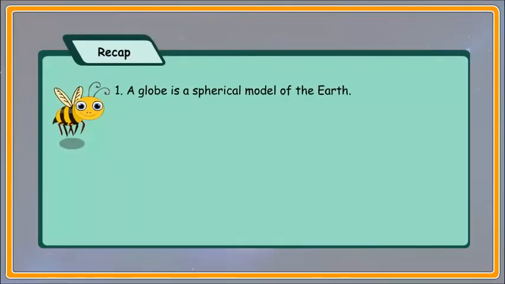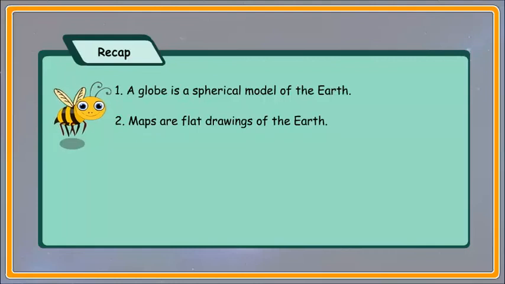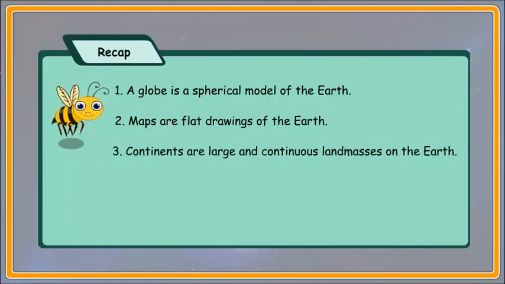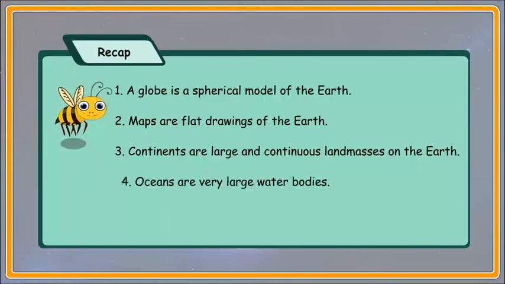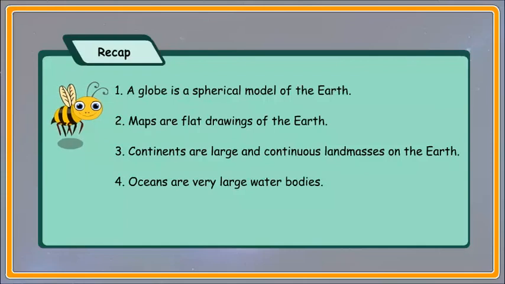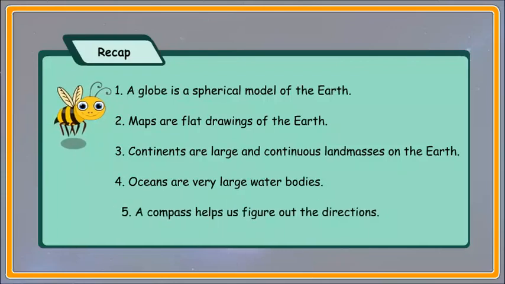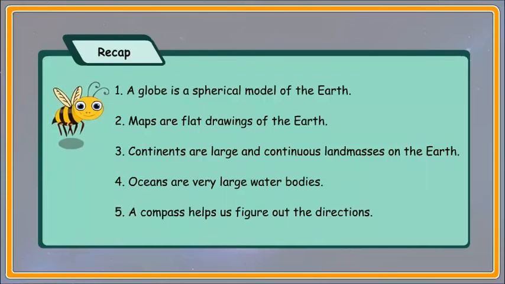Recap: A globe is a spherical model of the Earth. Maps are flat drawings of the Earth. Continents are large and continuous land masses on the Earth. Oceans are very large water bodies. A compass helps us figure out the directions.